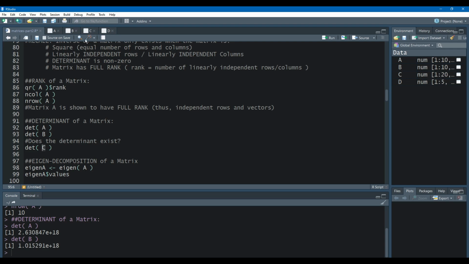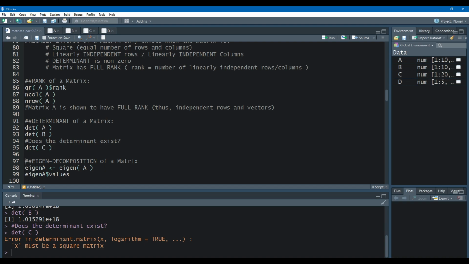Now remember that C is a 20 by 5 matrix, so it has 20 rows, 5 columns. Obviously we're going to have linearly dependent rows and columns, and it is not a square matrix. So we're going to have an error, and this is how it tells you we have an error in calculating the determinant: X must be a square matrix. Now when it refers to X, it's just referring to our matrix C.